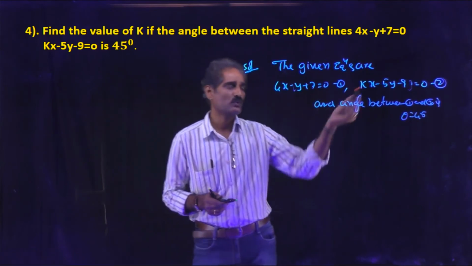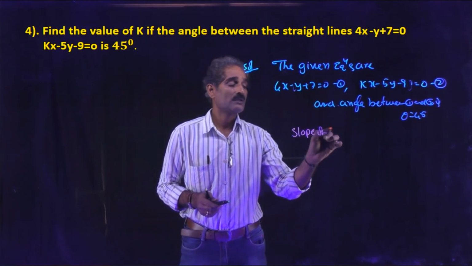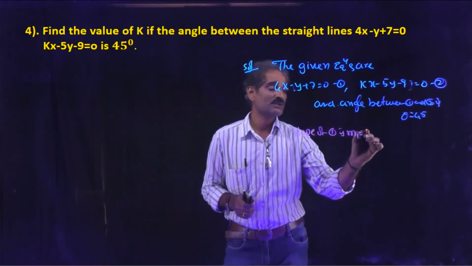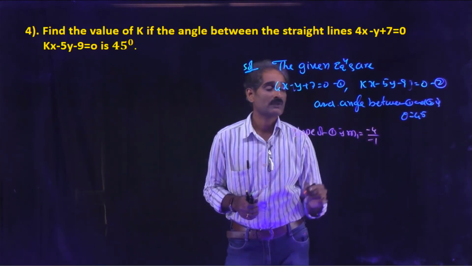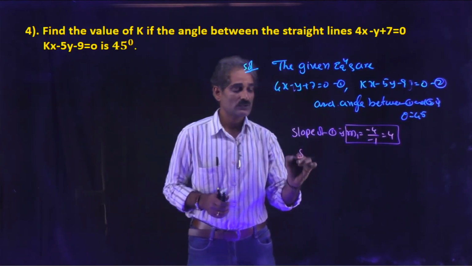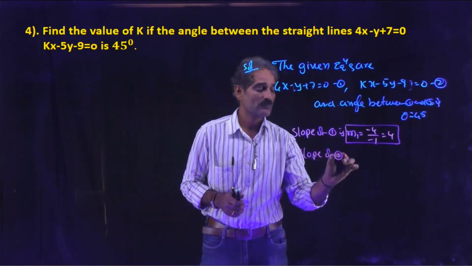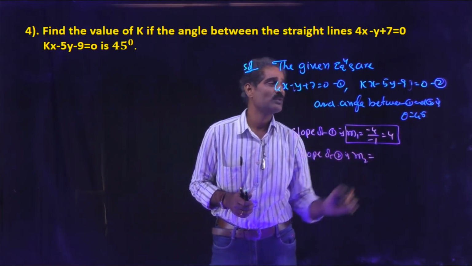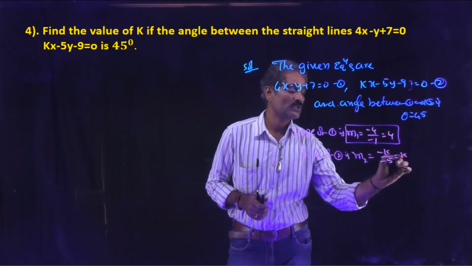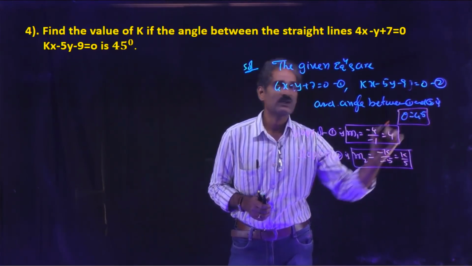So for that, find the slopes. Slope of 1, let us take m1. m1 equal to minus x coefficient by y coefficient. So that is equal to 4. m1 is equal to 4. Next, slope of equation 2, let it be m2. Minus x coefficient by y coefficient, that is equal to k by 5, and theta is equal to 45 degrees.